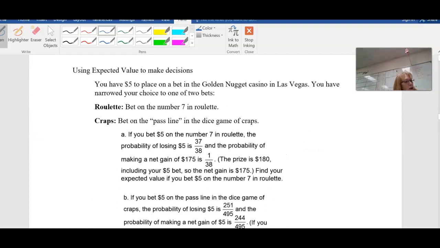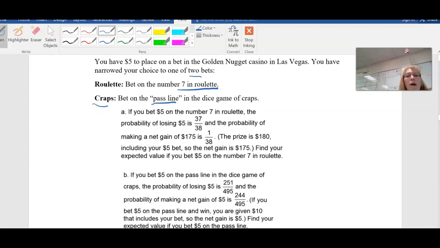Expected value to make decisions. Okay, you have $5 to place on a bet at the Golden Nut Casino in Las Vegas. You narrowed your choices to one of 2 bets. You're going to bet on 7 on the roulette wheel. I've talked about roulette wheels before, so we're getting better. And craps. Okay, I know nothing about this, but according to this, there's a pass line. So you bet $5 on the number 7. Remember, the probability of losing $5 is 37 out of 38 because there's 38 spaces on the wheel. And our net gain then would be $175 if we win, because they're going to give you $180 minus your $5 for your bet. Okay, find your expected value if you bet $5 on a number on a roulette wheel.